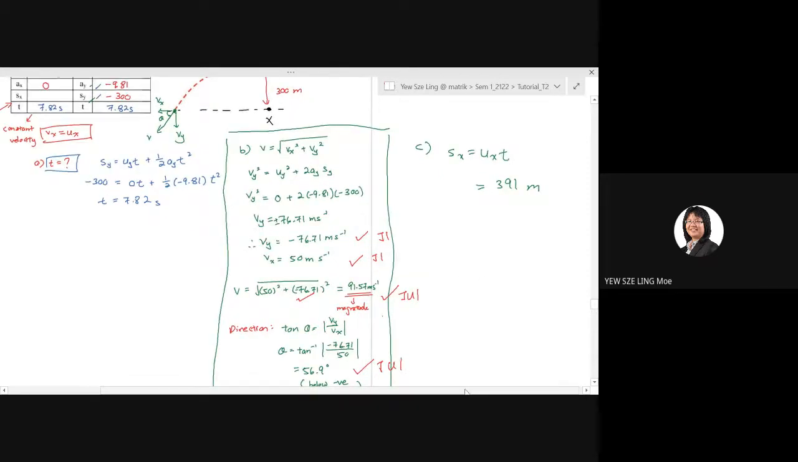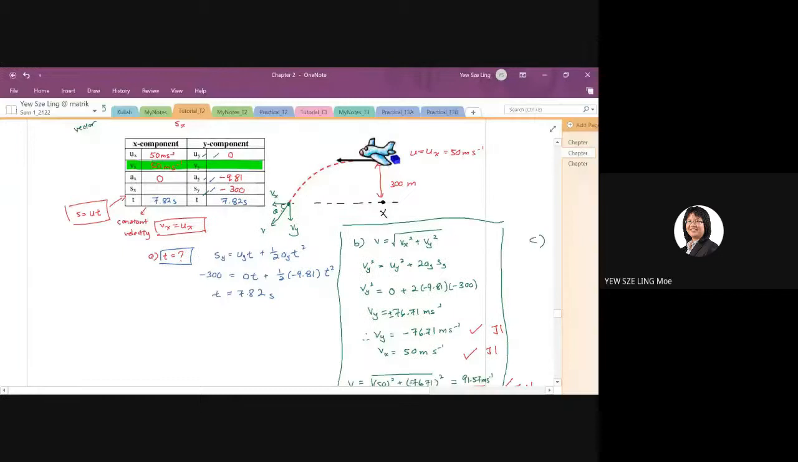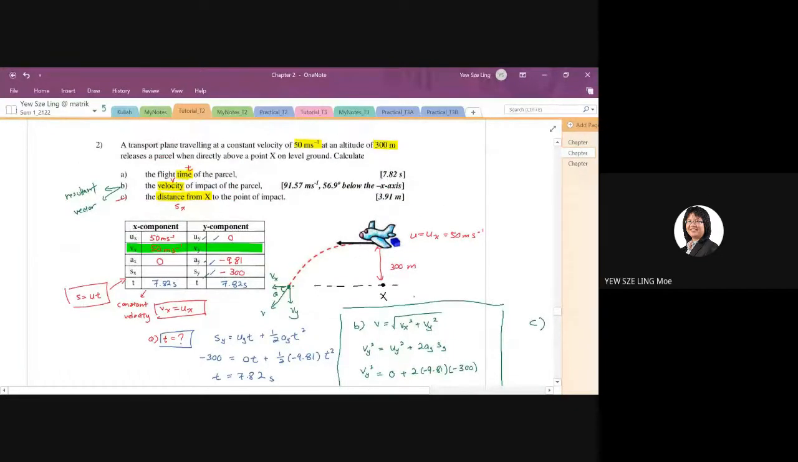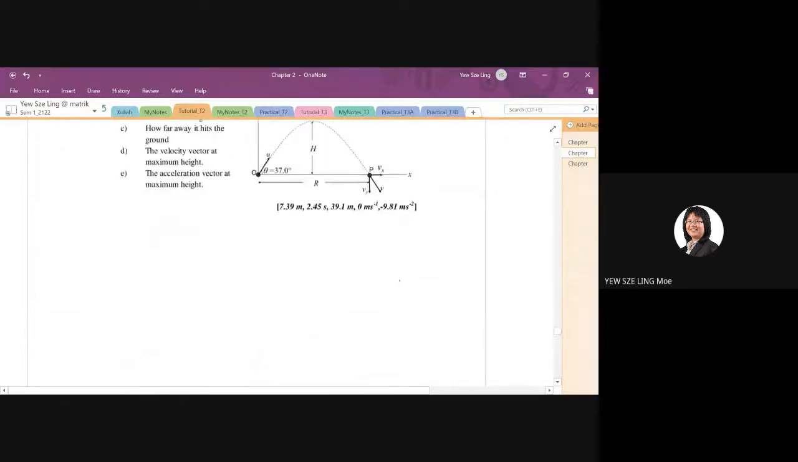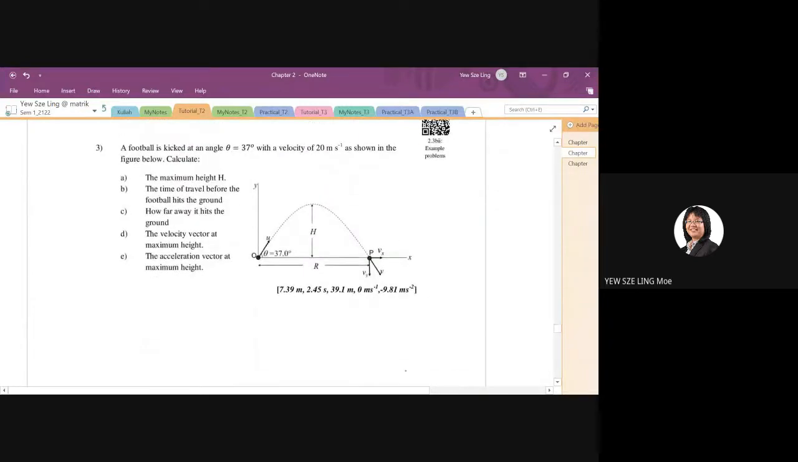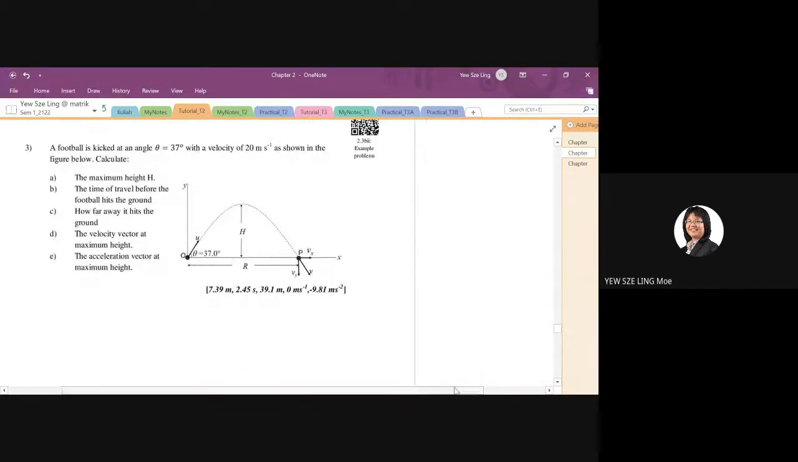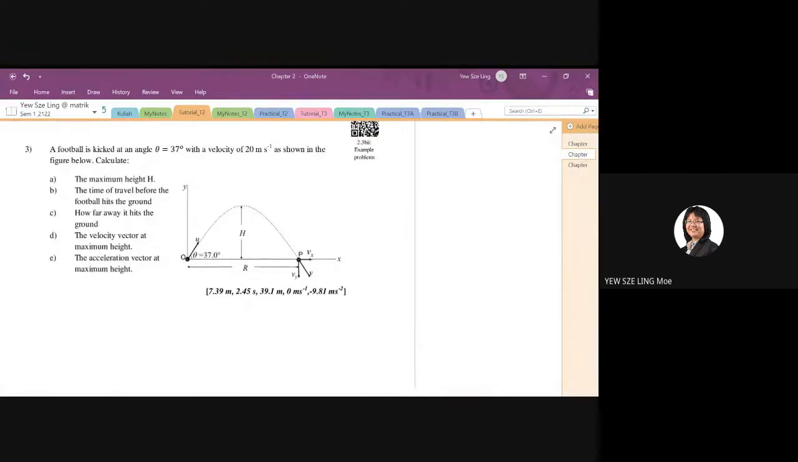So any other questions? If no, we'll proceed to the next one. Question 3. So question 3, the type of question is different from the previous one already. Let's see how to solve this question.